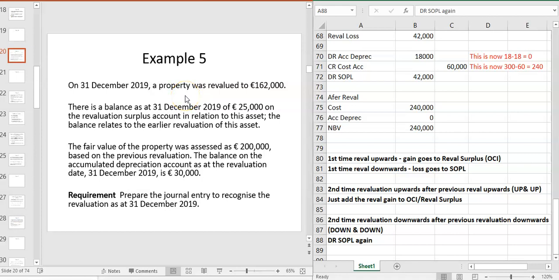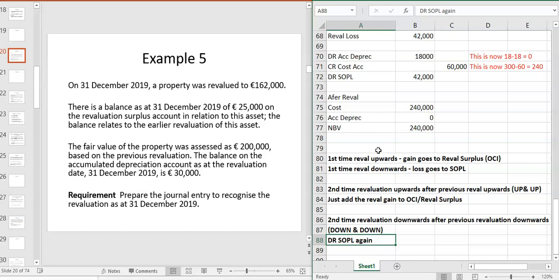In this recording, we're going to continue on with IAS 16. Particularly, we're going to pick up where we left off in the live webinar. We focused on the different scenarios we're dealing with the revaluation model. So we looked at a first-time revaluation upwards, where the revaluation gain goes to the OCI, and we looked at a first-time revaluation downwards, where the revaluation loss goes to the SOPL. And we said it gets more complicated then when you deal with a second and subsequent revaluation.